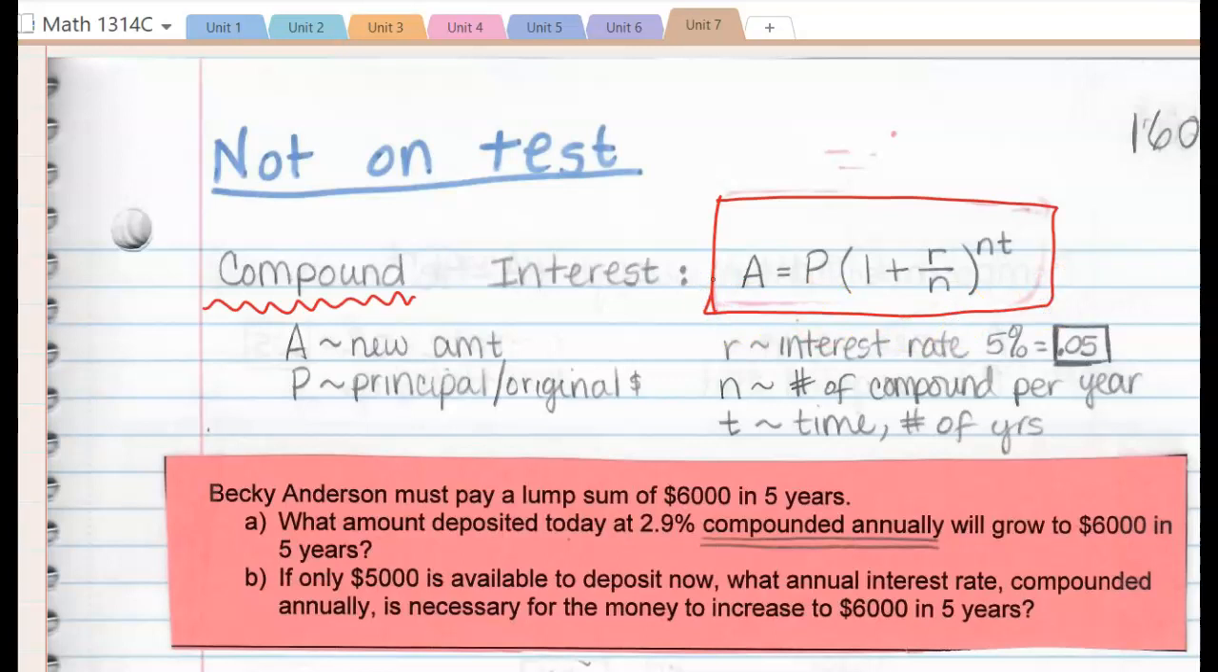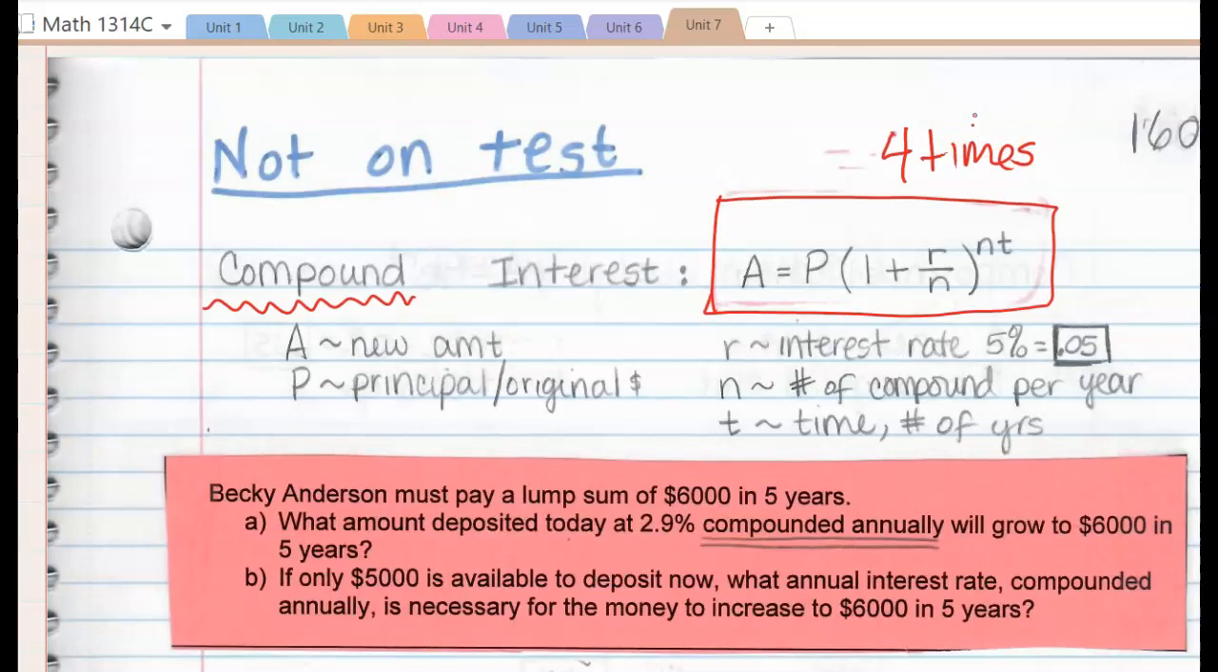My credit union, for example, will give me a quarterly report. That means they give me interest or money 4 times a year. That means every 3 months I get a statement saying how much money I earned.